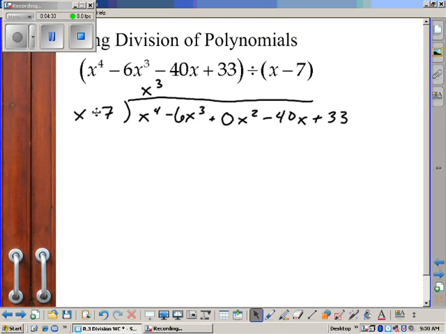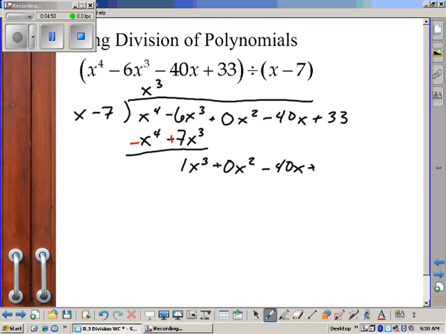And then we're going to multiply x to the third times x minus 7. So we come up with x to the fourth minus 7x to the third. It's time to subtract that. So when we subtract, I'm going to change colors so you can make sure that that's very clear. And then we're going to combine this, and you're going to get 1x to the third plus 0x squared minus 40x plus 33. And so that's the dropping part. Now we just have to repeat it.